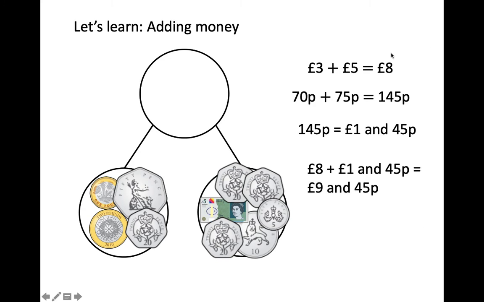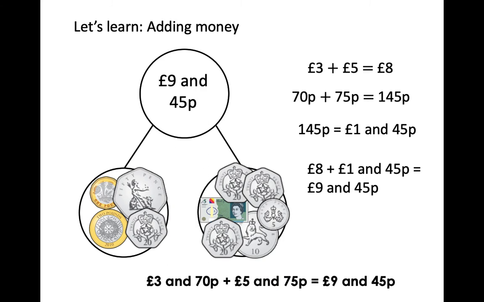Then I'm going to add on my pounds with my pounds and pence. So £8 add £1.45 gives me £9.45 altogether. Okay, so £3.70 add £5.75 is £9.45. Okay, super duper. So remember, I've added my pounds, added my pence, changed my pence into pounds and pence to make it easier, and then combined them back together.